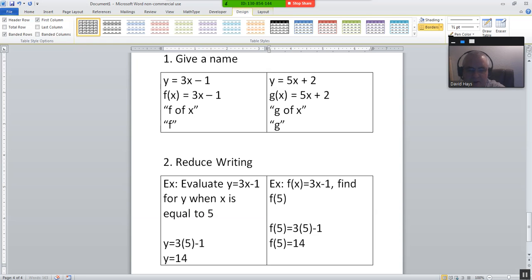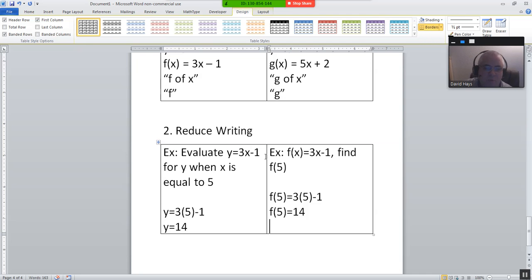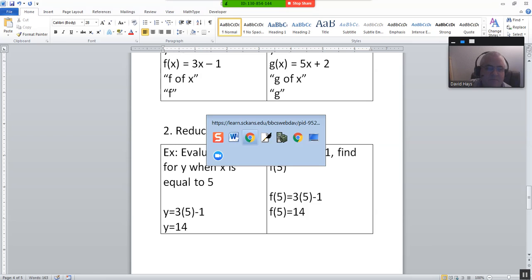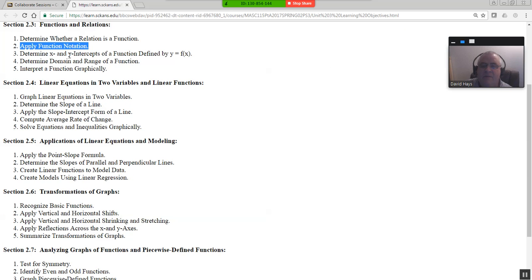And 15 minus 1 is 14. So those are the two purposes of function notation. And we applied function notation. We already found the x and y intercept, so we won't show that again. The domain and range. Let's talk about that.